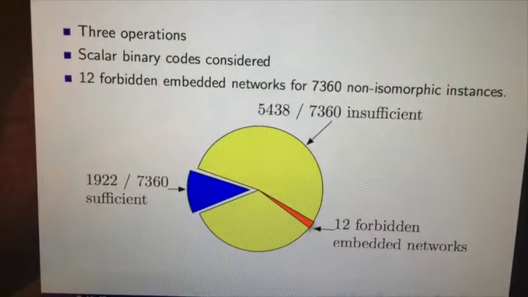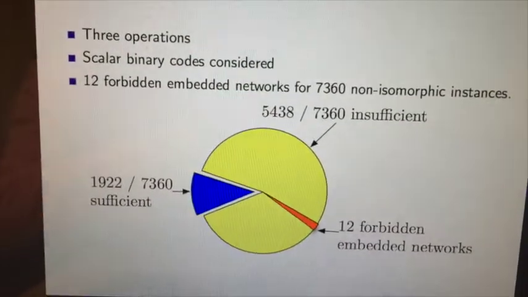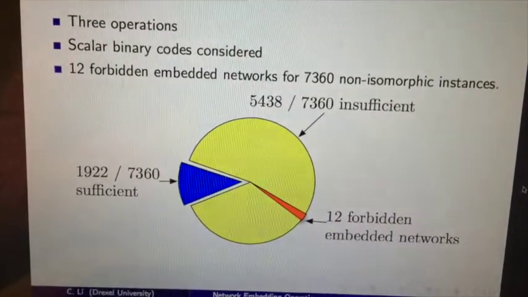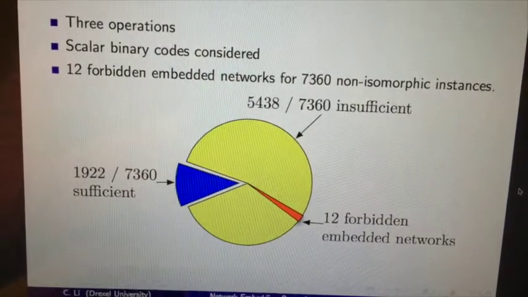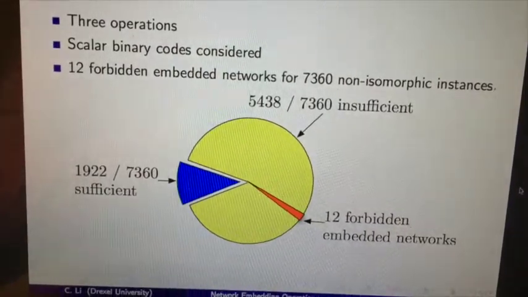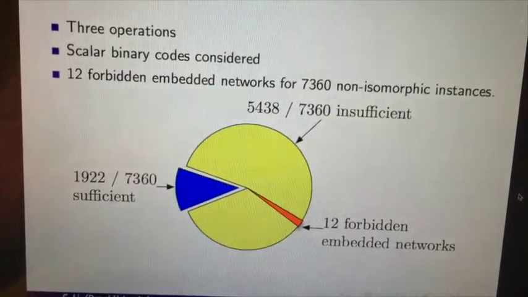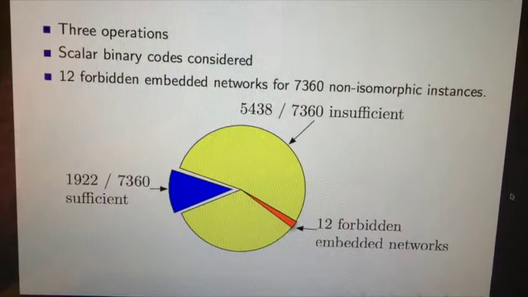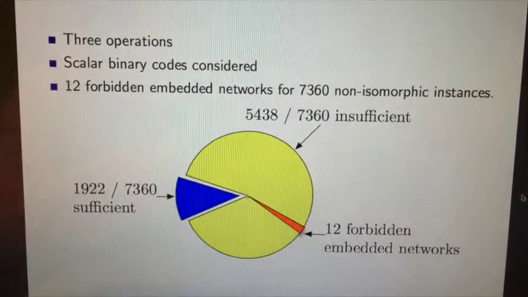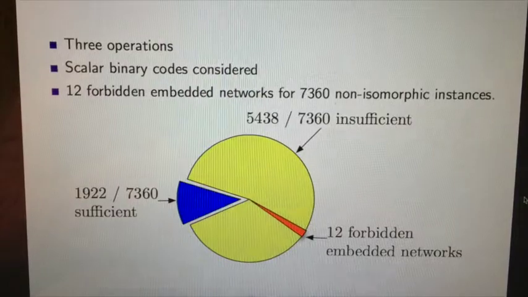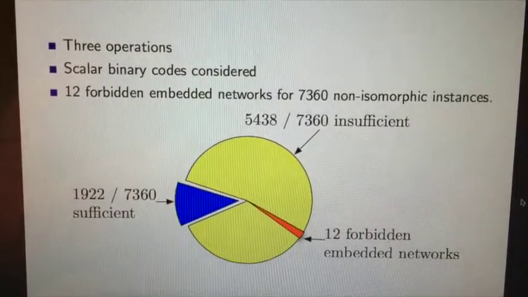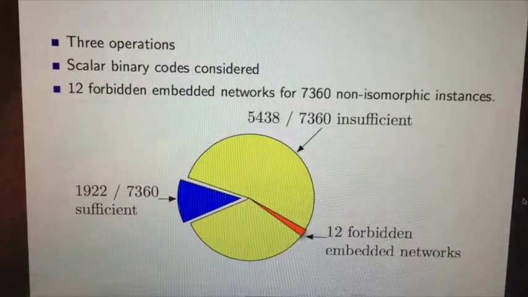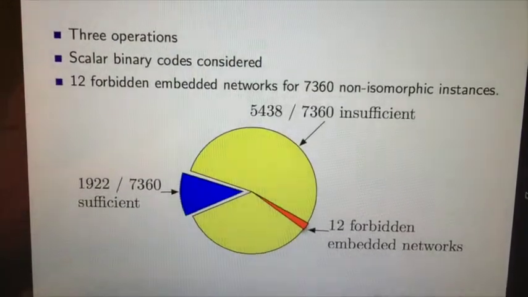We defined three operations and considered scalar binary codes for a special type of multi-terminal network. We found that there are only 12 forbidden embedded networks for those more than 3,000 networks, as shown in the picture. Most of them are actually not scalar binary sufficient, and they can be boiled down to 12. We will show the results again at the end of this talk.